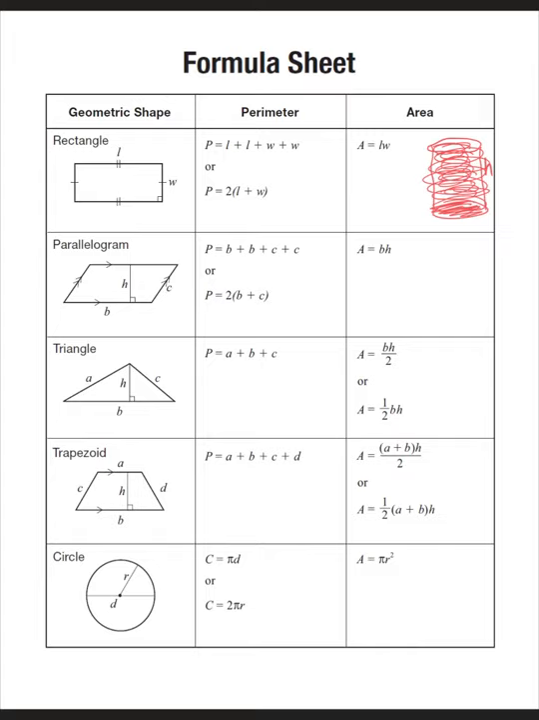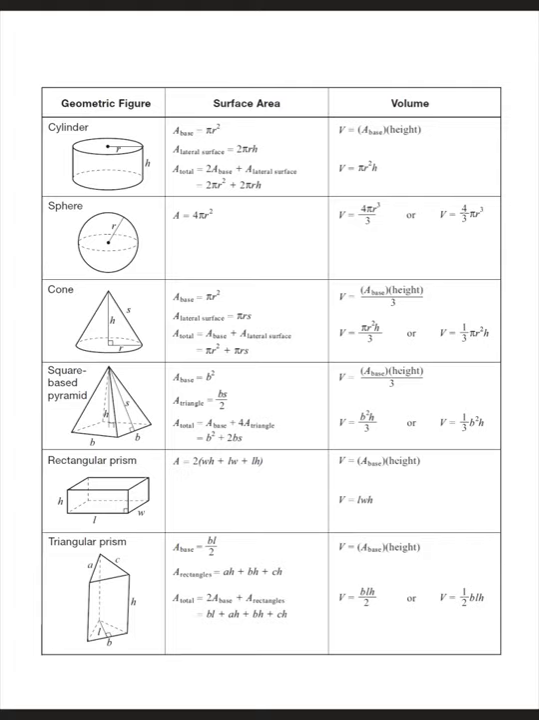So just a little bit on volume, but I want to look at your formula sheet. So that's the general rule, is that whenever we're trying to find volume, we're going to do area of our base times height. You can see that for cylinder. You can see that for cone, you can see that for rectangular prism. Area of base times height. You can see that for triangular prism, right? Area of base times height.